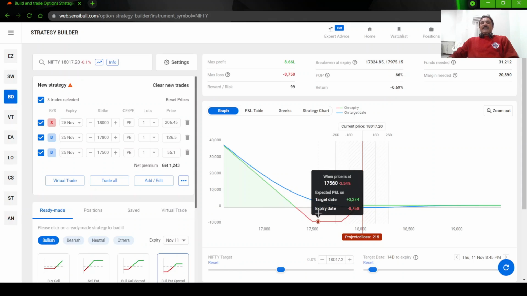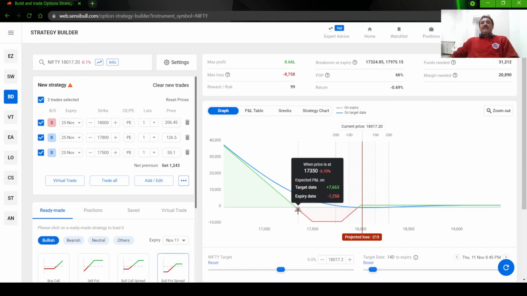Okay. Then on the downside, let us see. So 17,500 is where we get our maximum loss. Then once it goes further below 17,900, where we will start making money is somewhere around 17,300. When the market comes to 17,300, that is on expiry. Before expiry, this will be giving a very good profit.